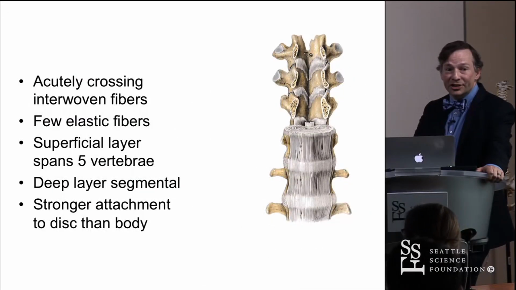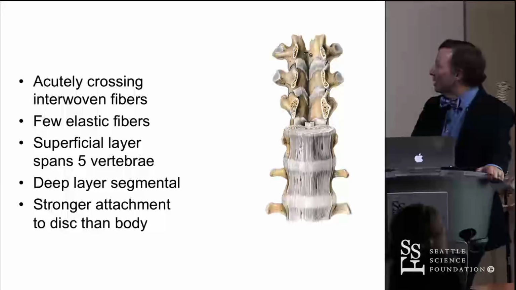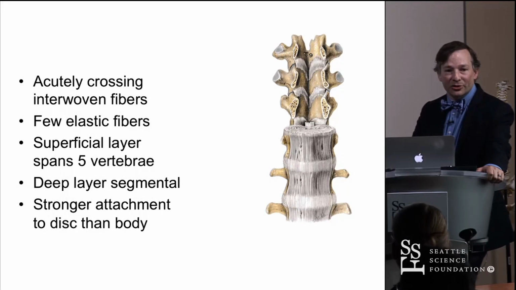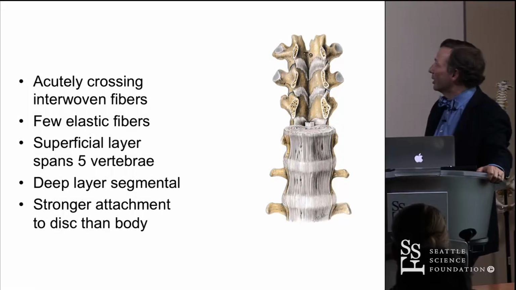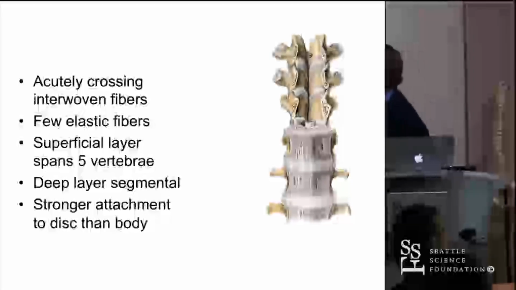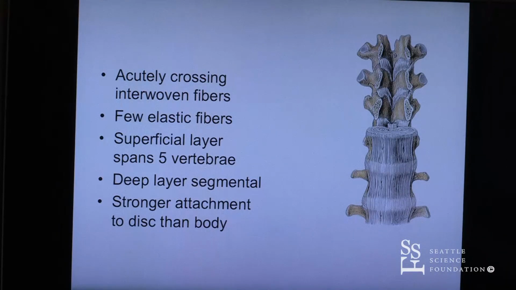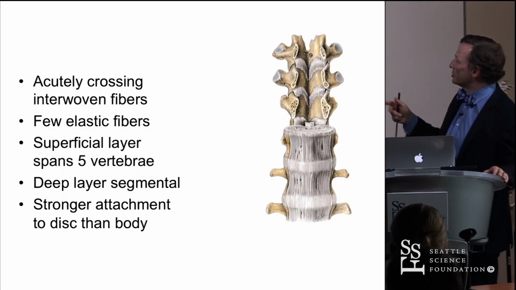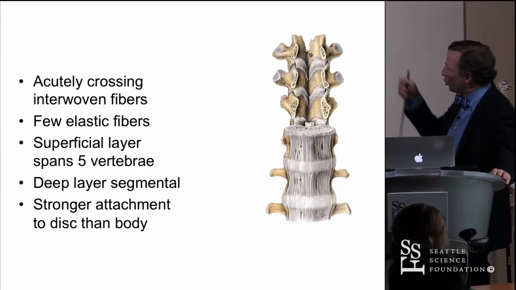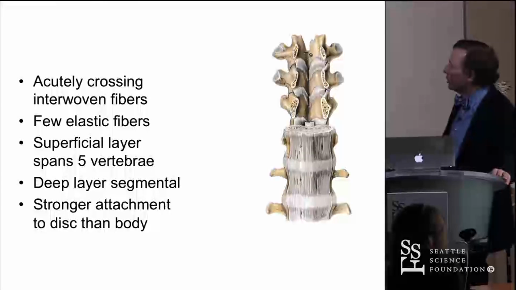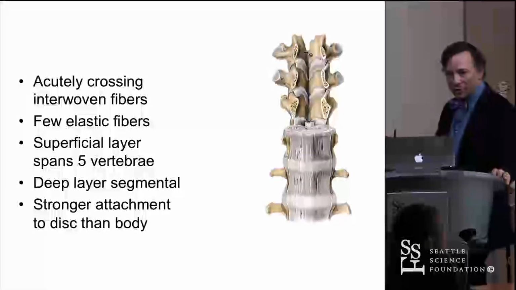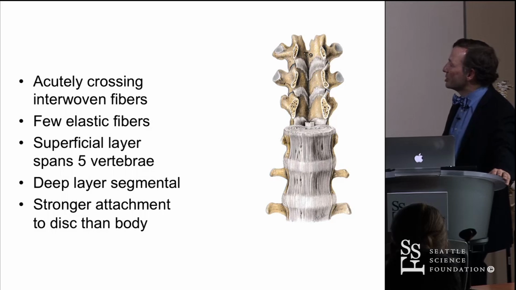Anterior longitudinal ligament, an extremely important ligament for the spine, runs from the base of the skull all the way down to the sacrum. It is a wide ligament. There are intercrossing fibers here on the front of the vertebral bodies. There are a few elastic fibers, but it's mostly collagenous. There's a superficial layer of that ALL that spans up to 5 segments at a time, and then a shorter, deep segmental layer. As you pull the anterior longitudinal ligament forward, you'll see that it has a very strong attachment onto the disc, even more so than onto the body.